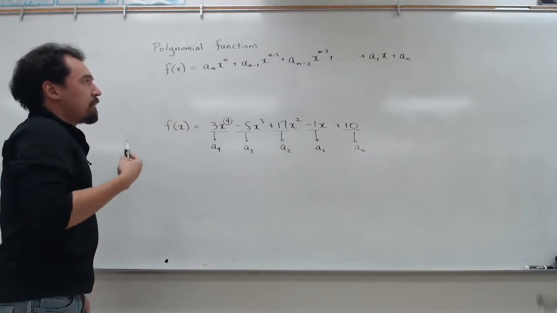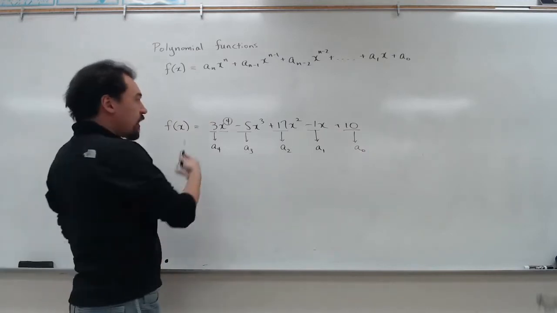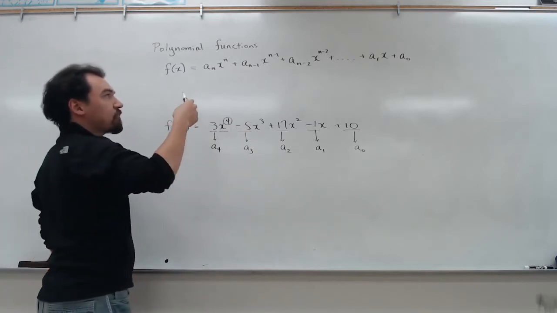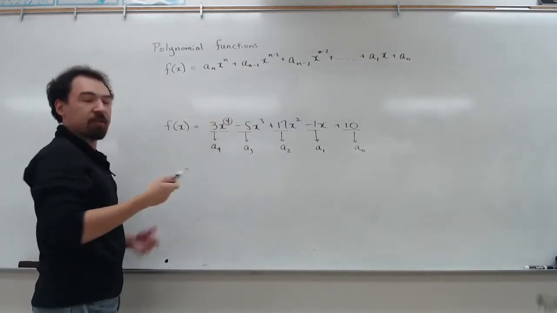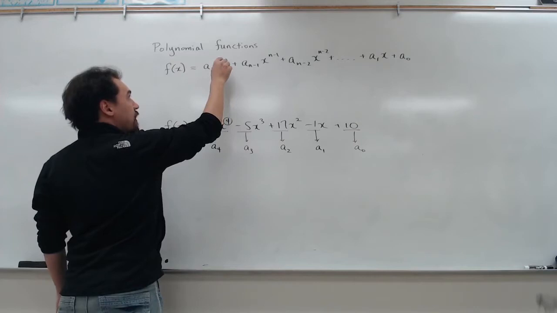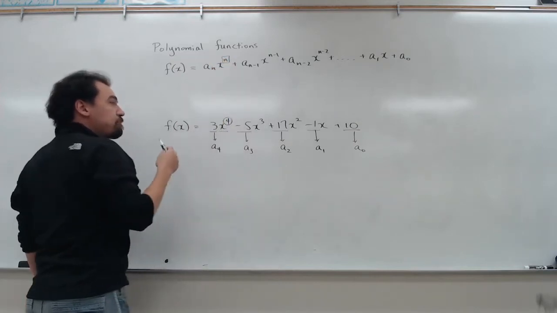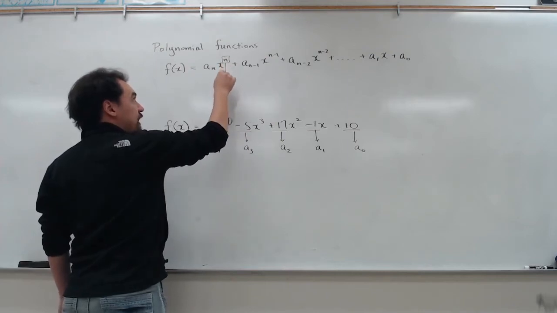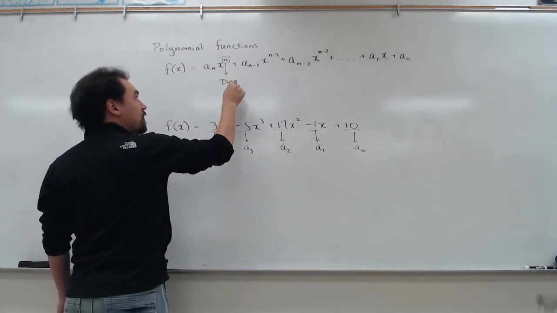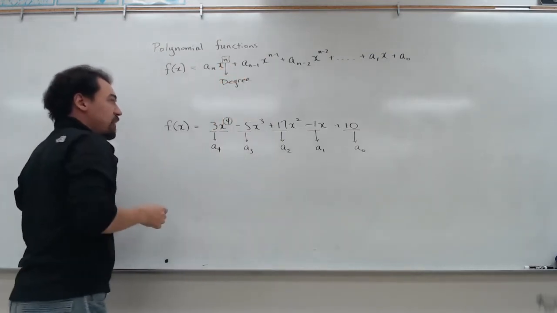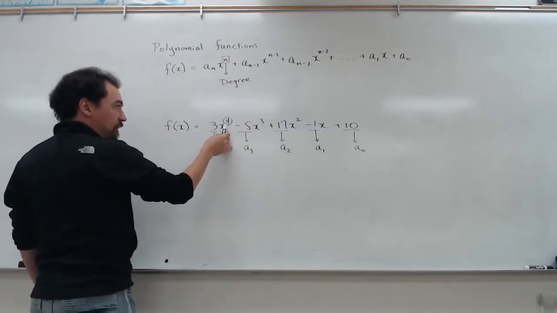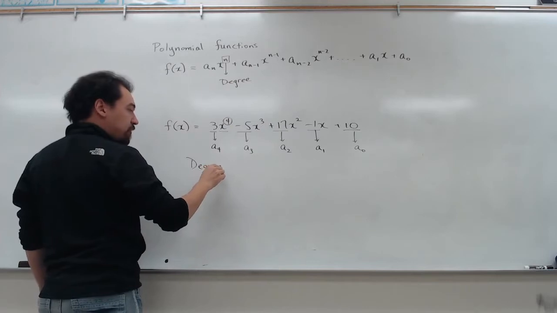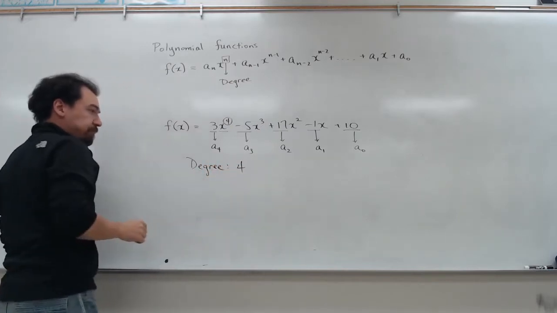Okay, now once we have this idea and we can understand what these symbols mean, we can discuss the most important features, at least most important to us right now. This n represents the biggest power of x that occurs in the polynomial, and this n is what we refer to as the degree of the polynomial. So in this polynomial function, 4 is the biggest power of x. So we say the degree of this polynomial is 4.